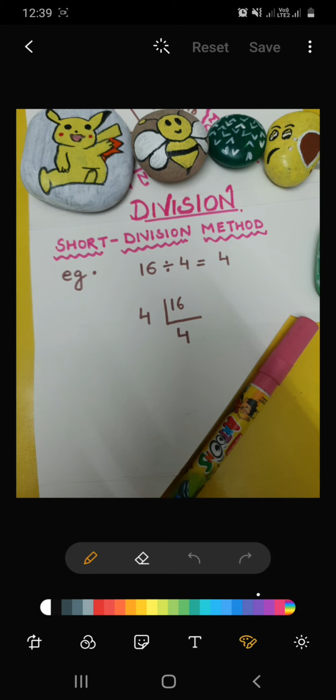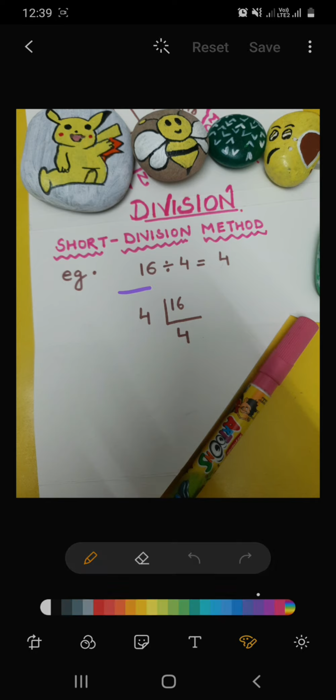So for dividing we follow certain methods. One is a short division method and another one is a long division method. So in this video I'll tell you both the methods. First, short division method. So you can see in the picture an example is written which says 16 divided by 4 is equal to 4.